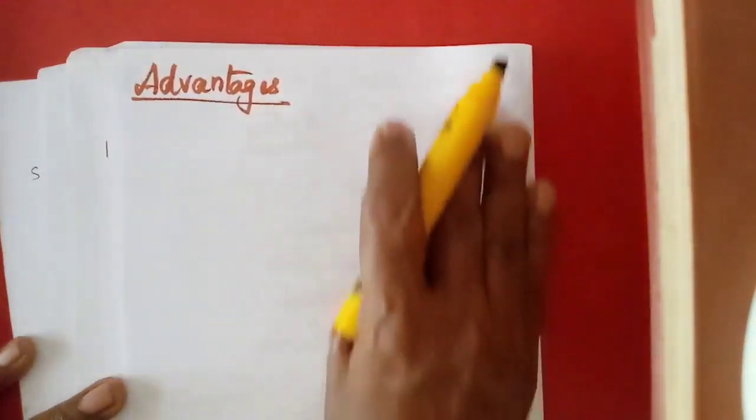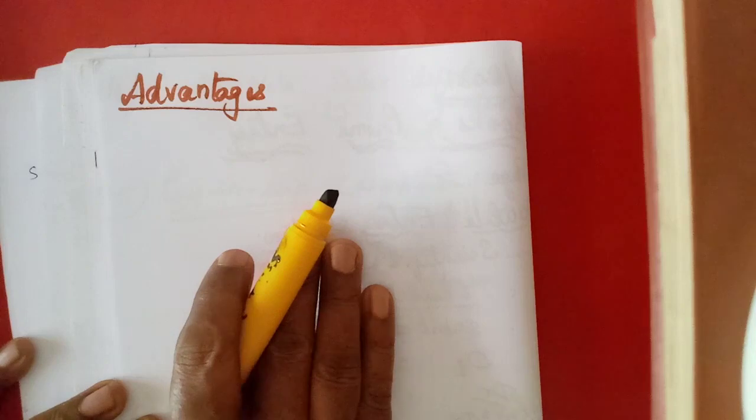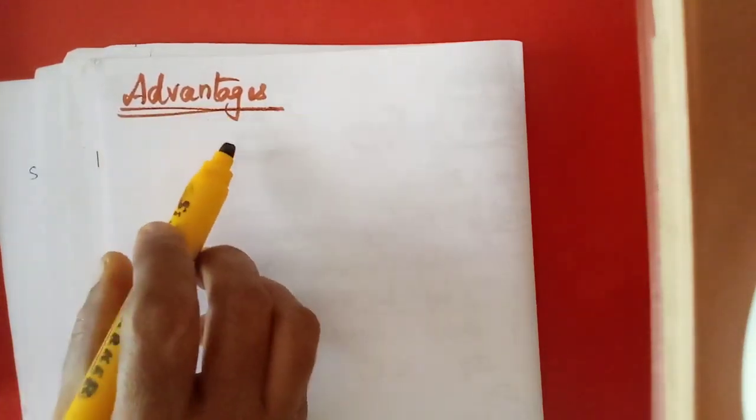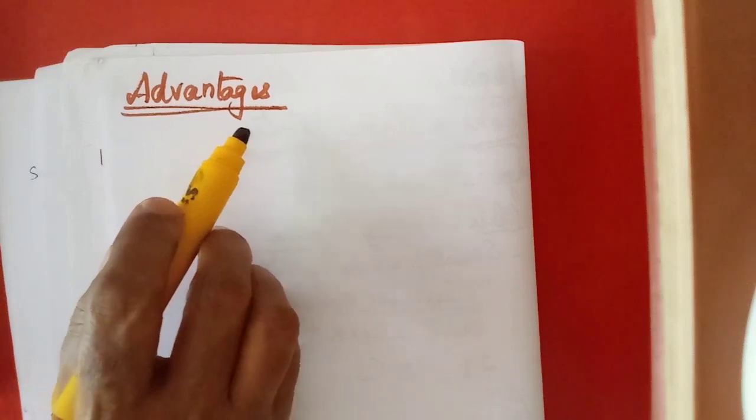Advantages. What are the advantages of the single entry system? That means the incomplete records, which you will learn in the 12th. The first lesson in the 12th will be incomplete records. There you will learn the disadvantages of the single entry system. Now we will learn about the advantages of the double entry system.